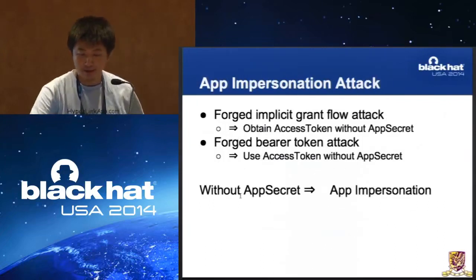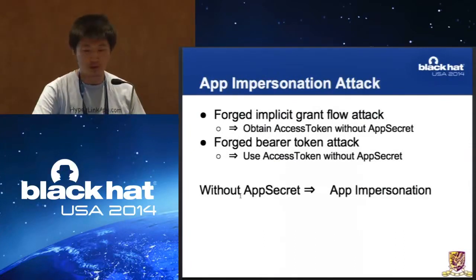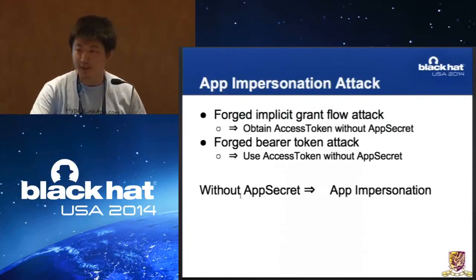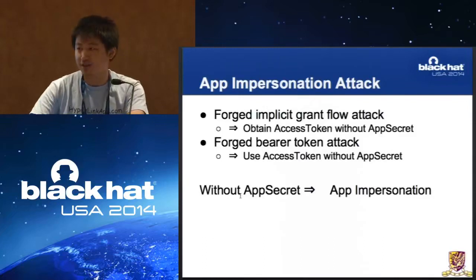So here is the overview. First, we show that using forged implicit flow grant attack, we can obtain an access token without the app secret. And second, we show that using forged bearer token attack, we can use the access token without the app secret. So what's the implication of without app secret? That means you can actually impersonate some app, right?